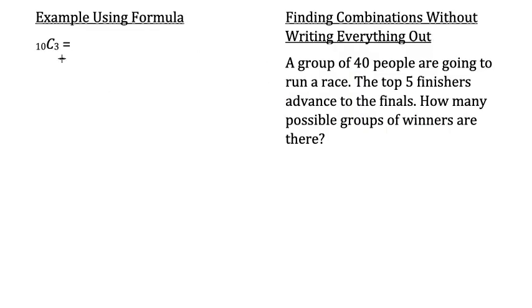So let's use the formula to calculate 10 choose 3. We'll start with 10 factorial in the numerator, and we're going to divide by 3 factorial to avoid double counting, and also 10 minus 3 factorial. So most of this is the same as the permutations calculation. We're just dividing by this extra piece. Well, let's write it out the long way.